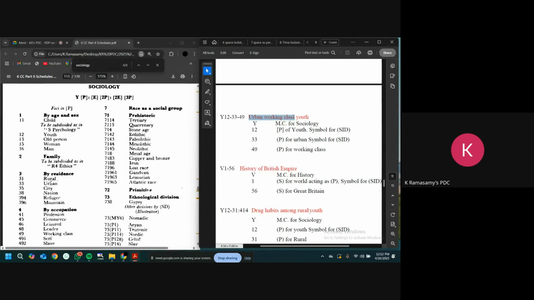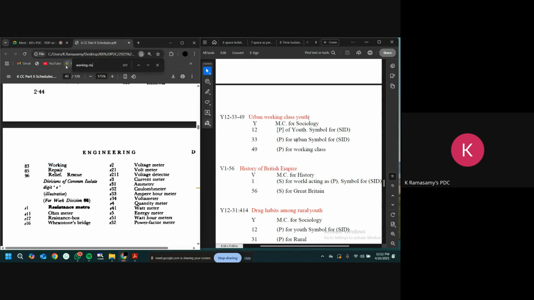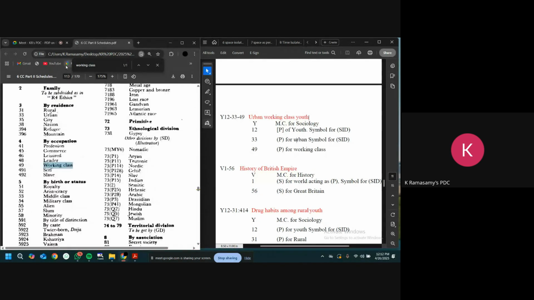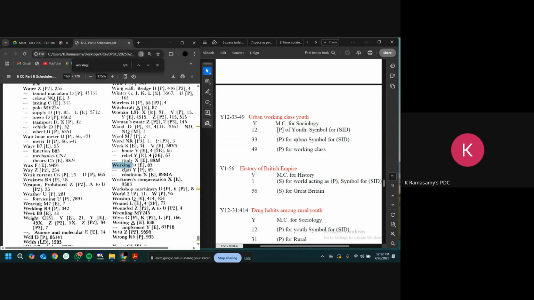For example, urban working class youth. We are studying about the life of urban working class youth. What is the number for youth? 12. It is here. We can find out. What is the number for urban? 33. What is the number for working class? I don't know. So I'm going to find out what is the number for working class. You can see here the index working class, it appears in main class Y. What is the number? 49.